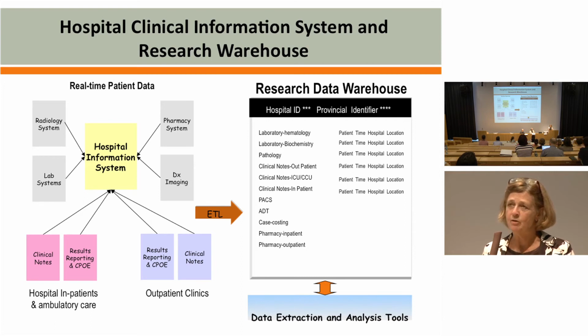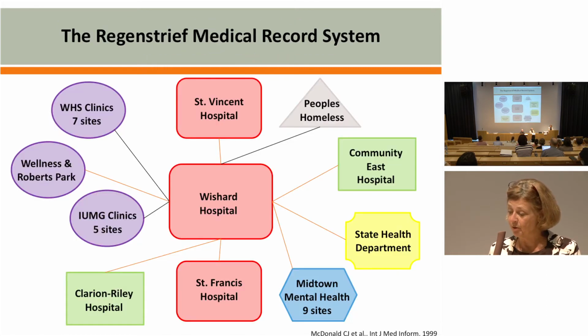And now there's the opportunity created, if you can link that together for the same individual, which is the prototype here, to put it into a warehouse and start using that information for research and monitoring purposes. Here, the Regenstrief, which is in Indiana, was one of the earliest regions to set up computerization vastly through the region.